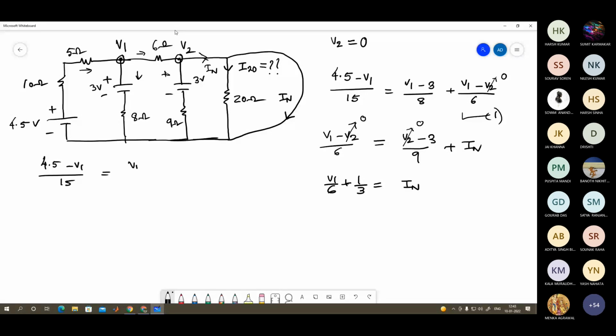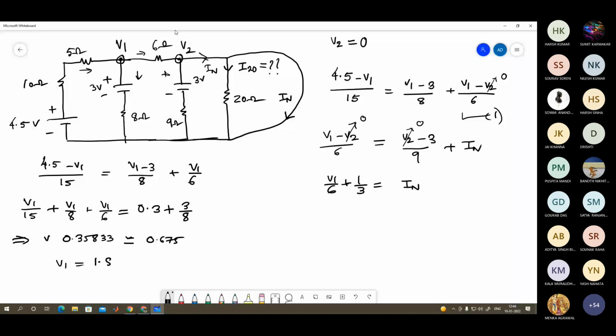And here you will find it as (4.5 minus V1) by 15, (V1 minus 3) by 8, and V1 by 6. So ultimately, if you take V1 to this side, it is V1 by 15, V1 by 8, V1 by 6 is equal to 0.3, 3 by 8. If you solve it, it turns out to be 3.5833 something. I have made some approximation, so you can find a different value. It turns out to be approximately 1.88372 volt. So this is your V1.